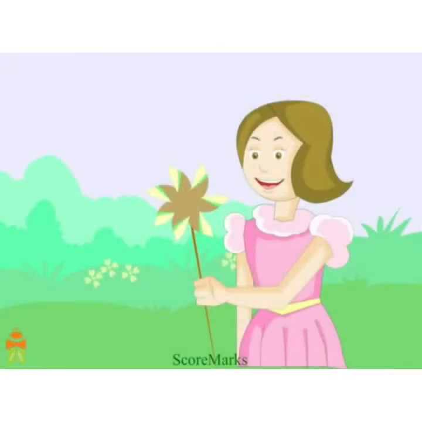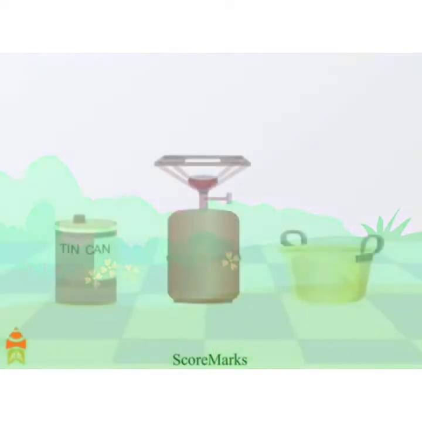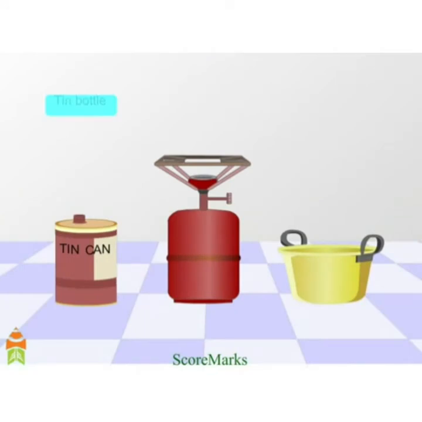Air exerts pressure in all directions. This phenomenon can be seen while blowing a toy fan or waving of flags. Let's understand this by an activity. For this, we need a tin bottle, gas stove and water.